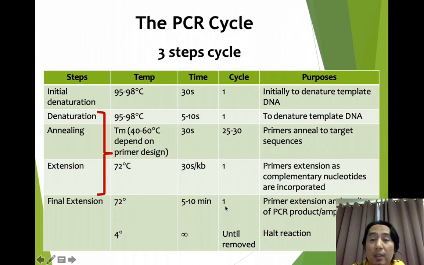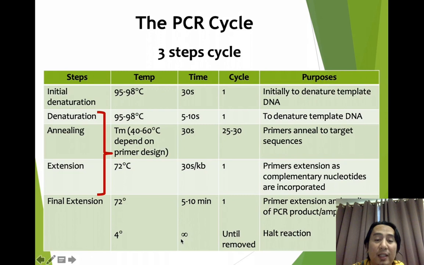The purpose of final extension is to complete primer extension and cool the PCR product, or amplicon. Amplicon is the amplified product. And last, the amplicon or PCR product is held in the reaction until removed, infinity hold. So you can store it at 4 degrees.